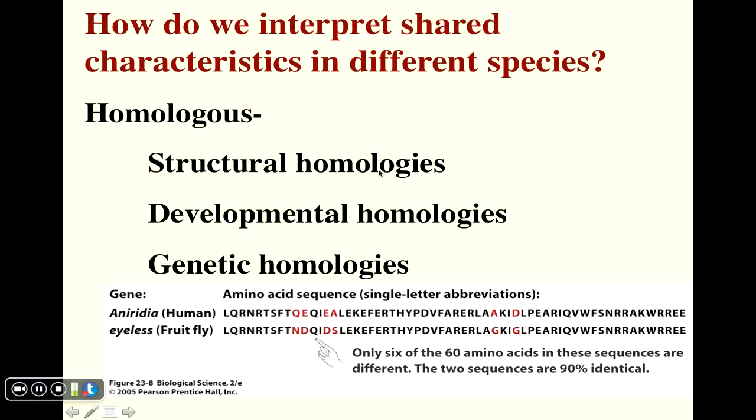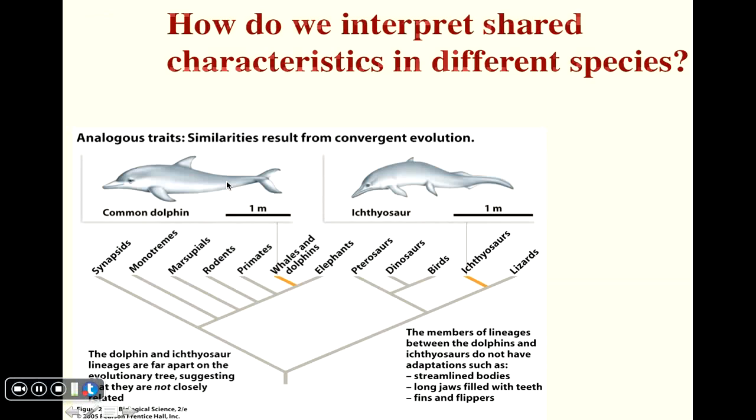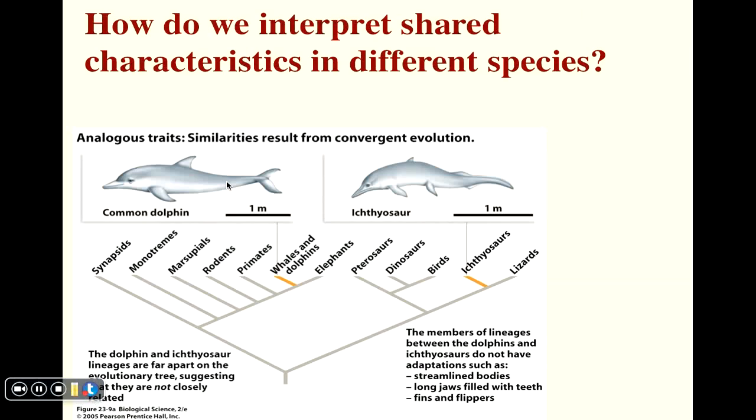So again, keep in mind that these examples of homologous structures and development and genetics are not necessarily mutually exclusive, okay? Because of course, genetics determines development, and of course, ultimately that determines structure itself. Okay. Although many structures are homologous that are found in different lineages of organisms, other structures aren't necessarily so.